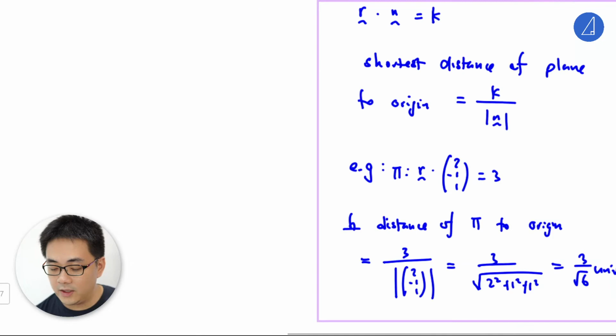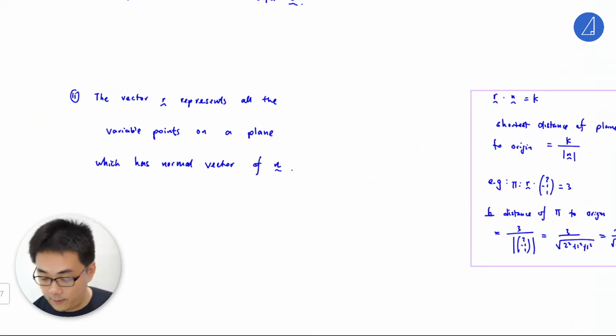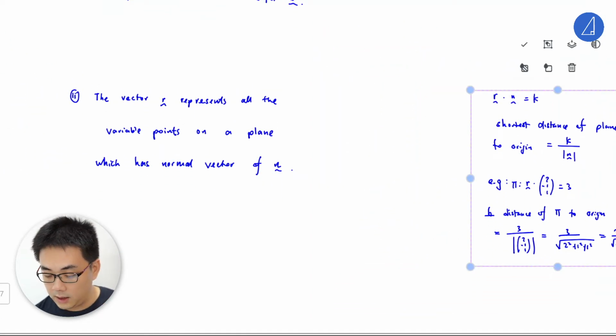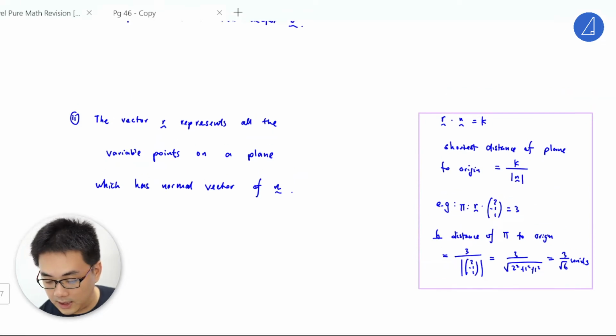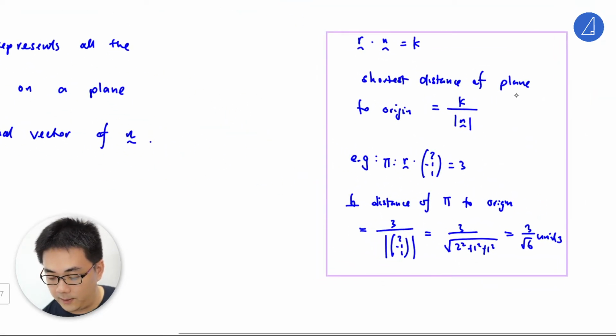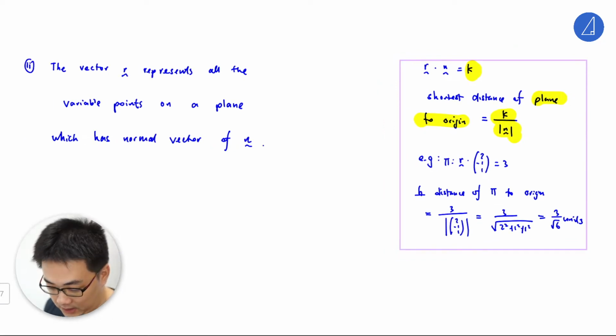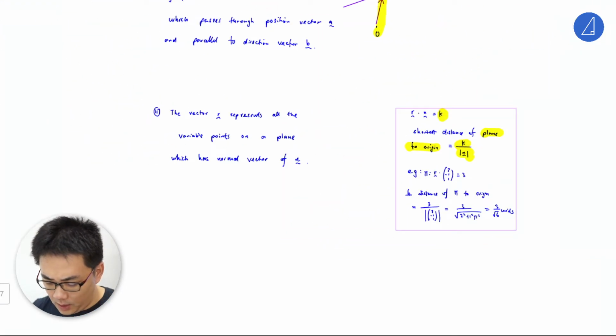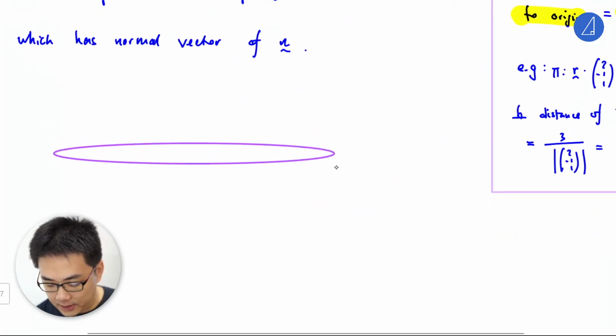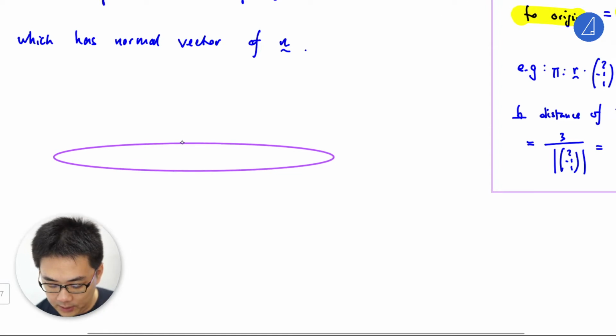How do you derive this formula? You also need to know how to derive it, but later I'll show you. Just understand that the shortest distance of a plane to the origin is just the constant divided by the modulus of n. Okay, so this is important. This is how you derive it. I'm going to draw it like that so that it's easier, with the normal pointing upwards. This is easier to understand. So say you have a normal here.